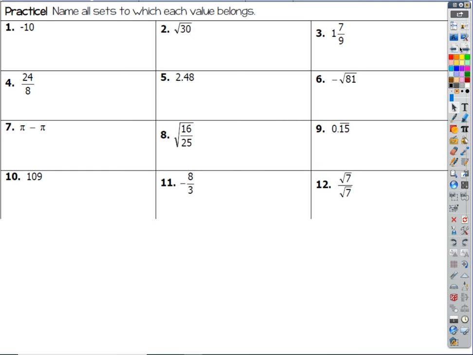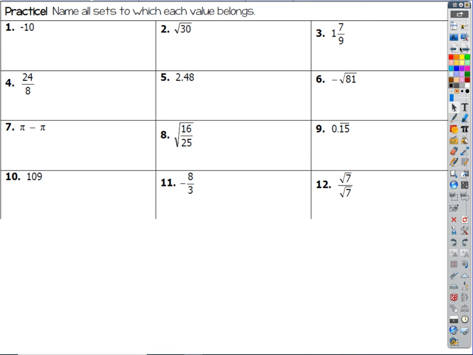We'll just do like 2 of these. This will be easy. Number 1, we want to write all the sets to which each value belongs. Now, what would be probably the best way to do this? Where would we start? Okay, we'll start with the smallest set, and then it'd be everything that includes that smaller set, right? So the smallest set that includes -10 would be what?